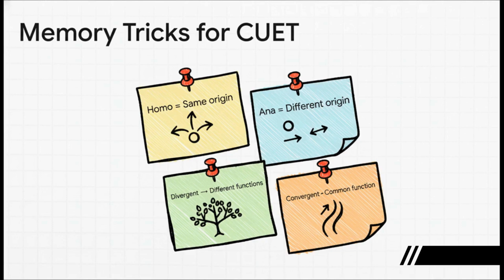Homo means same, so same origin. Ana means different, so different origin. Divergent evolution leads to different functions. Convergent evolution leads to a common function. See how that works? These simple phrases are so powerful and easy to remember when you're under pressure. Get them in your notes.